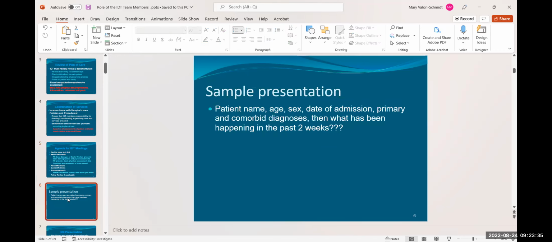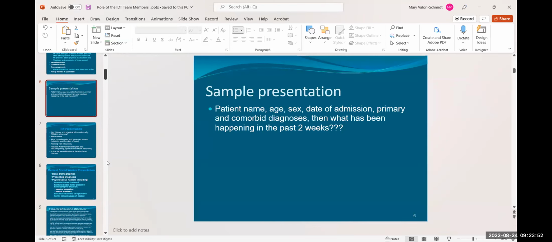So a sample presentation: patient's name, age, sex, date of admission, primary and comorbid diagnoses, and then what's been happening in the past 2 weeks. That's for a routine patient. It's very simple, right? It does not have to be a dissertation.